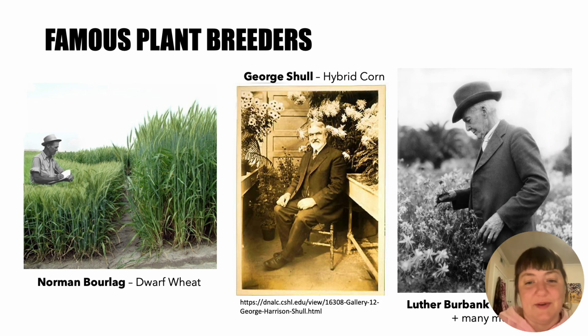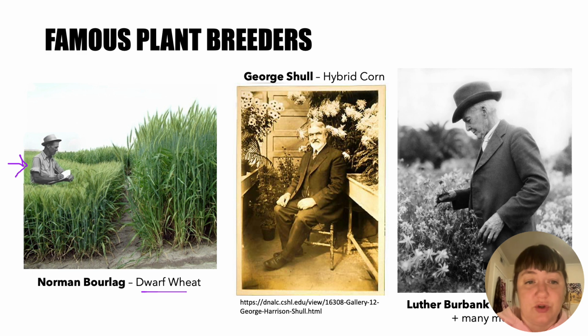All right, and then I just wanted to mention a few famous plant breeders in case you haven't heard a lot about them. The first we have is Norman Borlaug here, standing in a field of the dwarf wheat that he invented. This variety is shorter, which means it uses less agricultural input, so less fertilizer and less water to get the same or even more yields than traditional wheat.